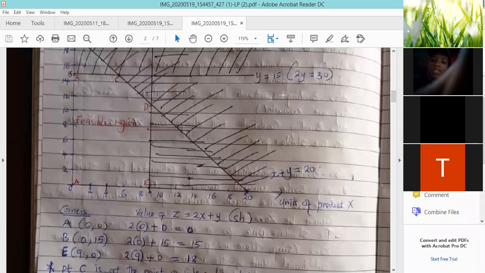Now, binding constraints, because we have exhausted those resources, they do have what we call shadow prices, which are not zero. I'll come back to that. And the non-binding constraints, their shadow prices will always be equal to 0.